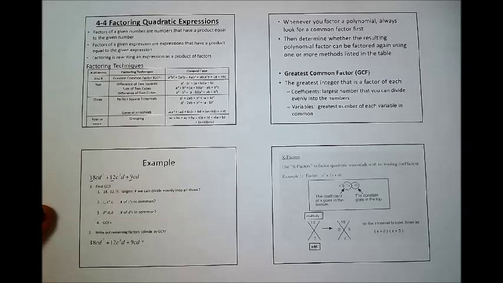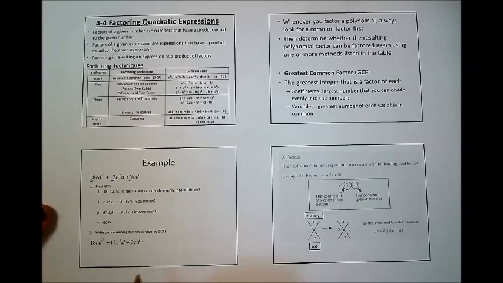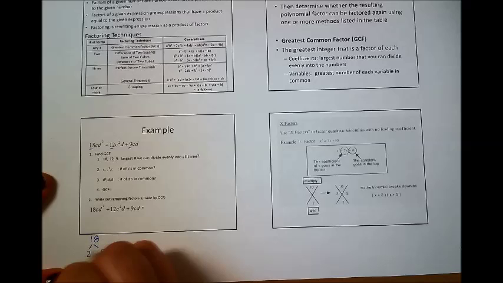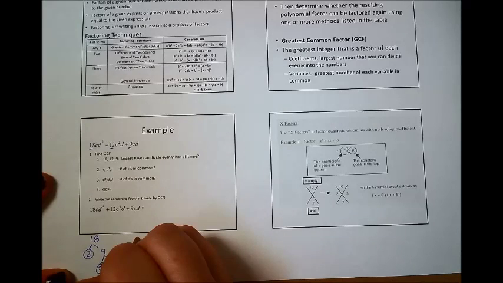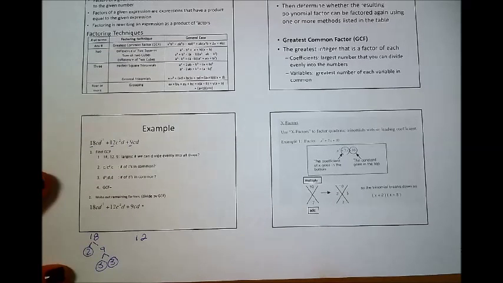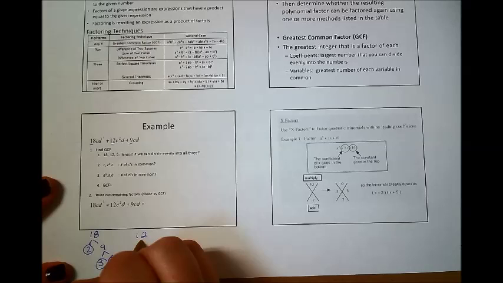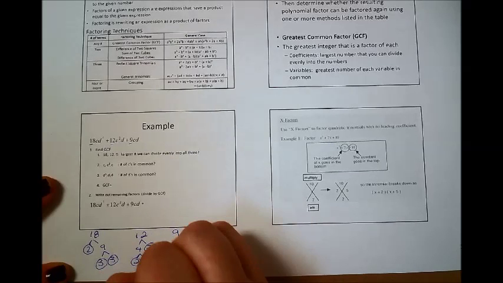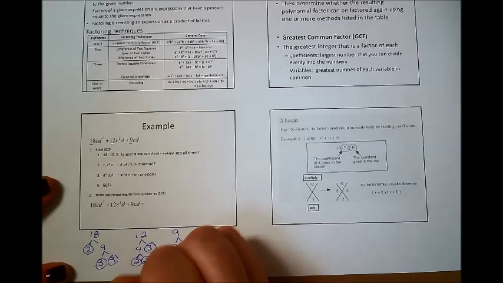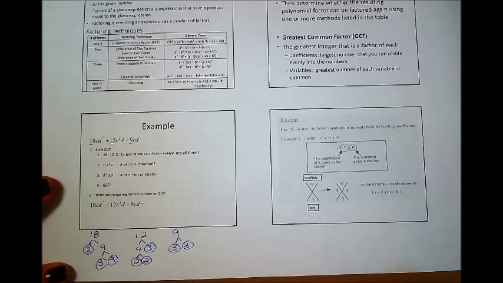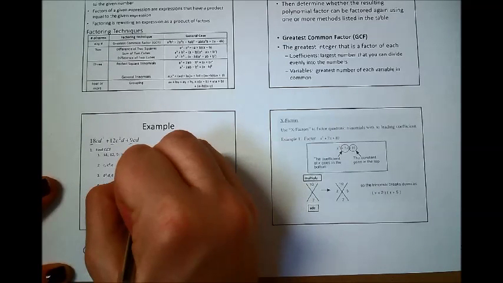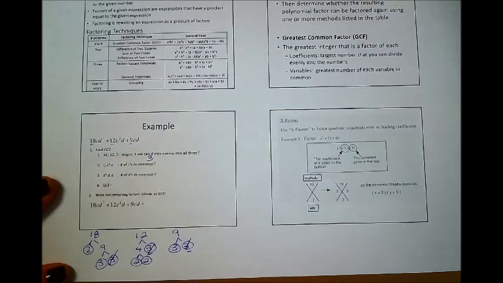What you can do is say, 18 is 2 times 9. 2 is prime, and 9 is 3 times 3. 12 is 4 times 3, and 4 is 2 times 2. And 9 is 3 times 3. And then say, each one of them has a 3. So 3 is the largest number we can divide into all 3 numbers.